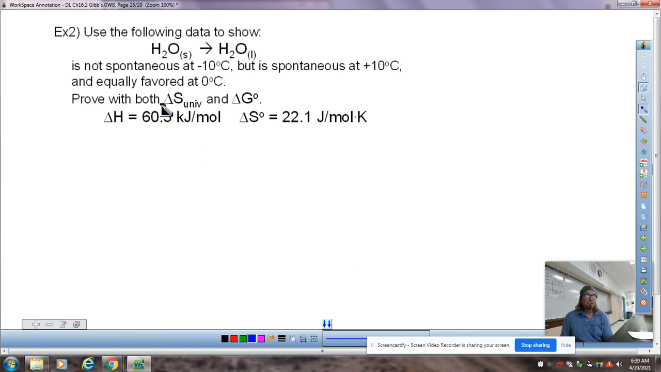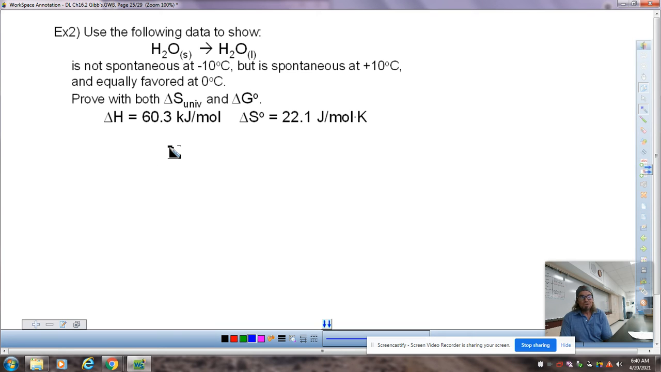All right, question number 2. Now we do put some numbers into looking at how the process of melting of water is not spontaneous at -10, is spontaneous at +10. We know that. If you have +10 degrees Celsius, ice is going to melt, and that it's equally favored at 0.